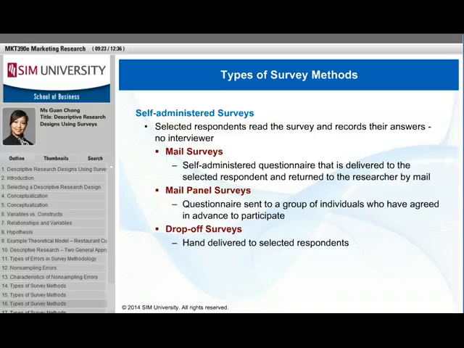Under self-administered surveys, selected respondents read the surveys and record their own answers, not the interviewers. There are three main types of self-administered surveys, including mail surveys, mail panel surveys, and drop-off surveys. Mail surveys are self-administered questionnaires that are delivered to the selected respondent and returned to the researcher by mail. Mail panel surveys are questionnaires sent to a group of individuals who have agreed in advance to participate. Lastly, drop-off surveys are hand-delivered to the selected respondent.